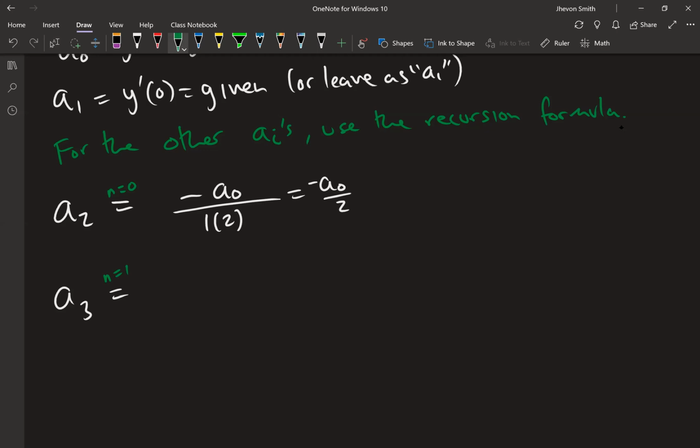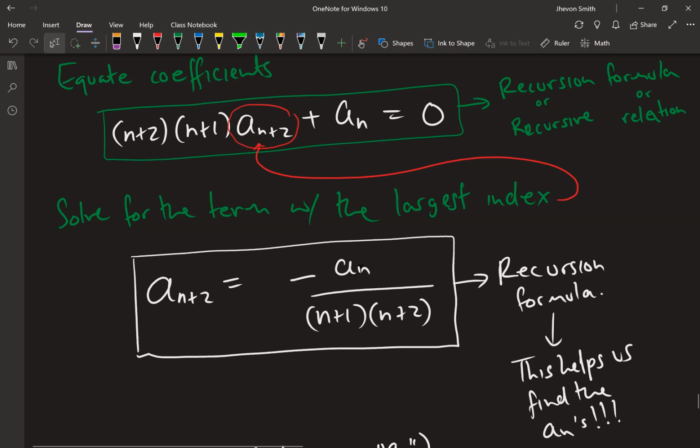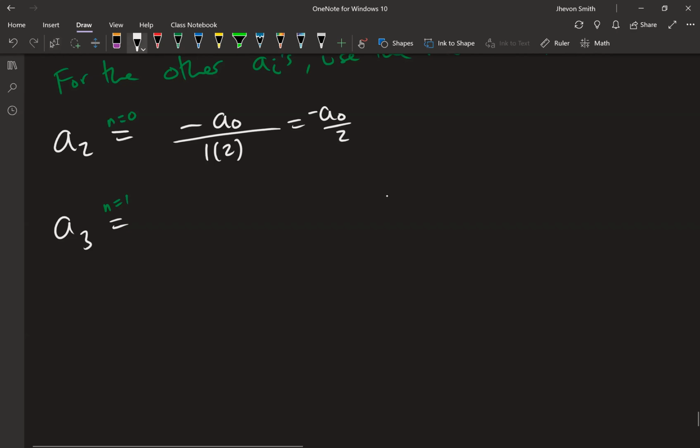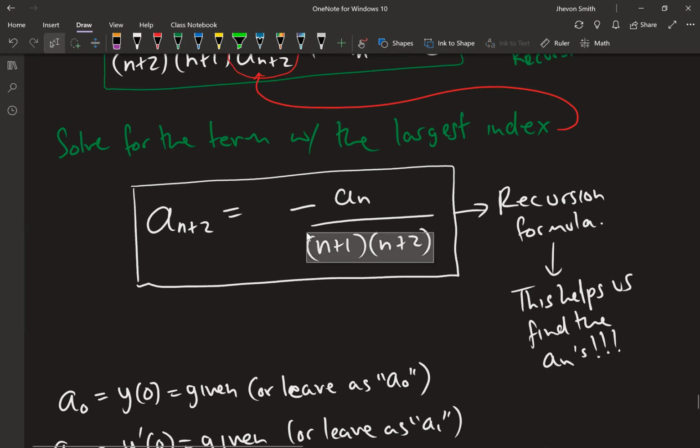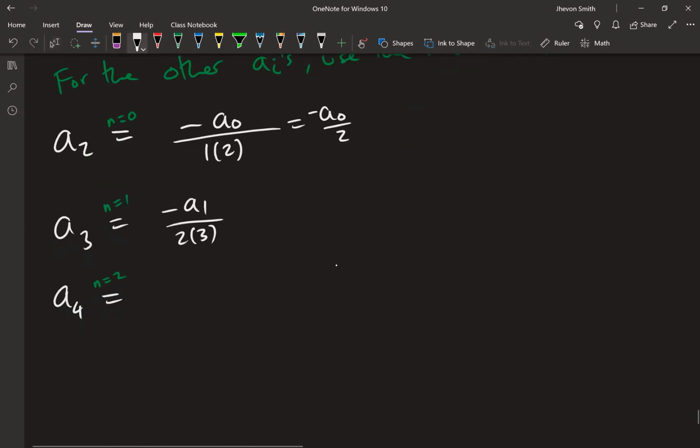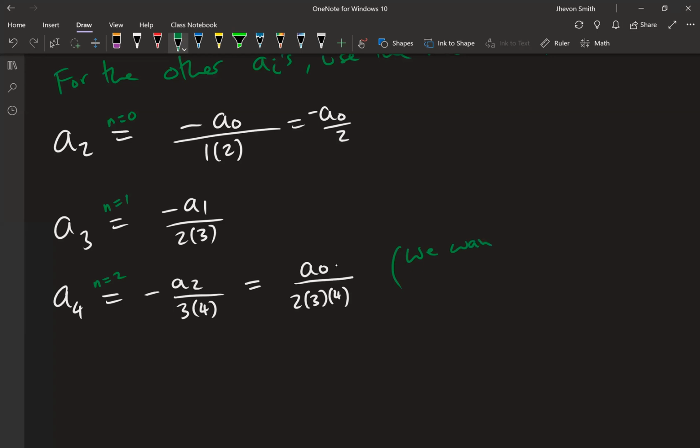So for a3, I would plug in n equals 1 here. That gives me minus a1, and here I have 2 times 3. a4, I can get by plugging in n equals 2. If I go up here and plug in n equals 2, I would get minus a2 over 3 times 4. Now, I would actually rewrite that. You see, my a2 was minus a0 over 2, so this becomes a0 over 2 times 3 times 4. And this is an important point here. We want all a i in terms of, and you're going to see why soon.